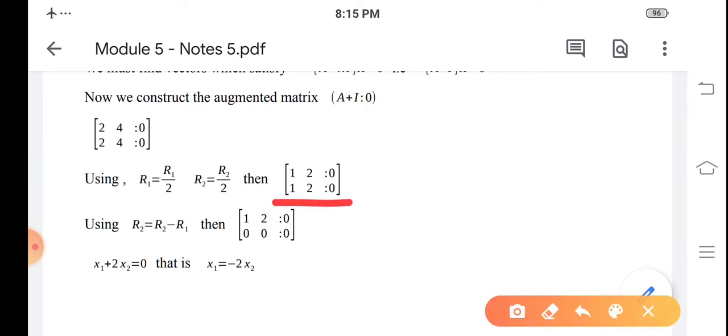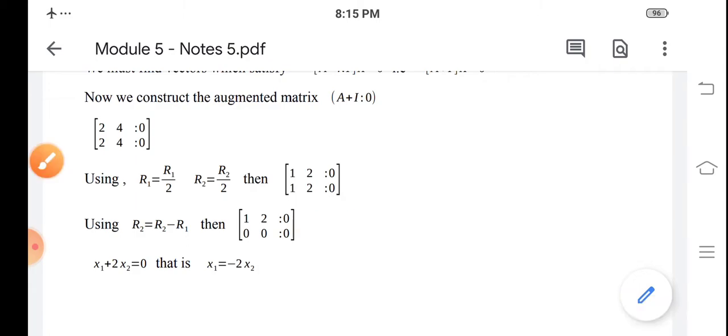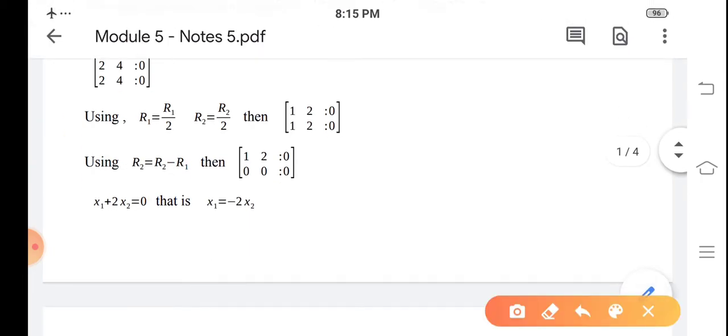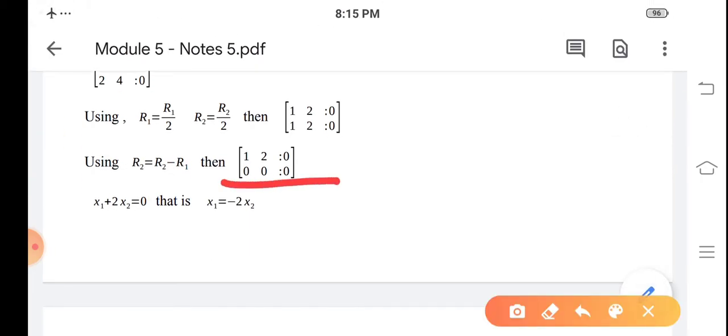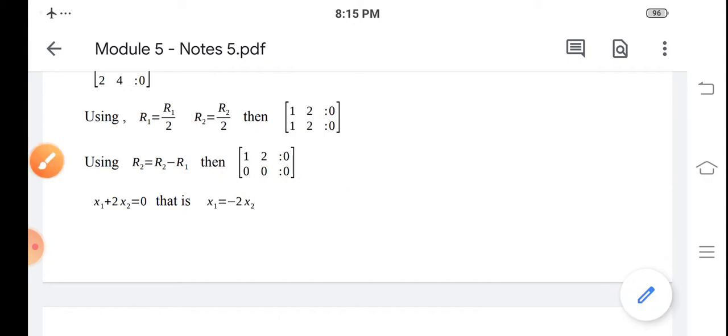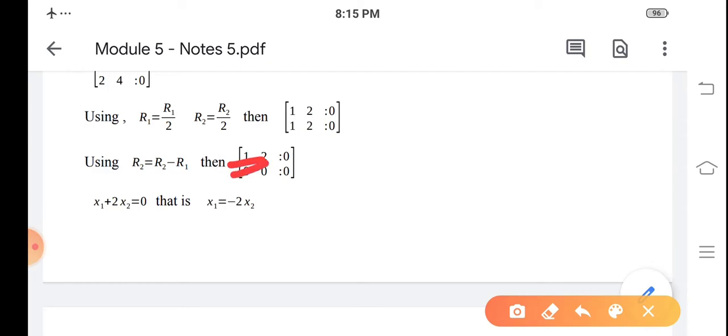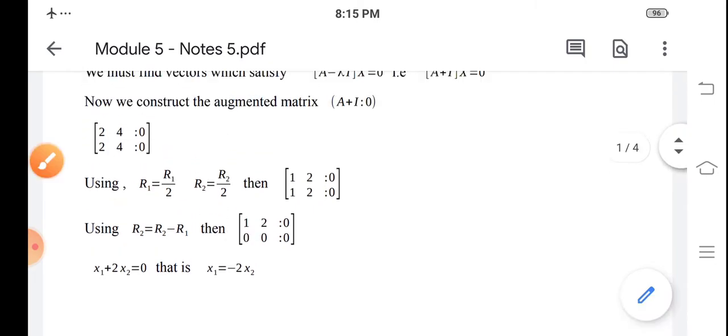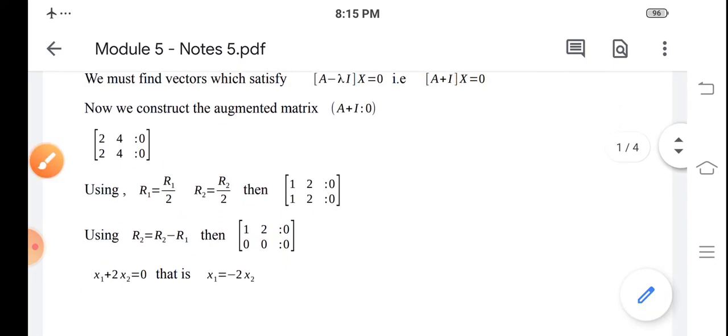To reduce it to echelon form, we require a row operation for the second row, that is R2 equal to R2 minus R1. Then the first row is 1 2 | 0, and in the second row all entries are zeros. And here 1 is a pivot element. Now we write the system of equations.